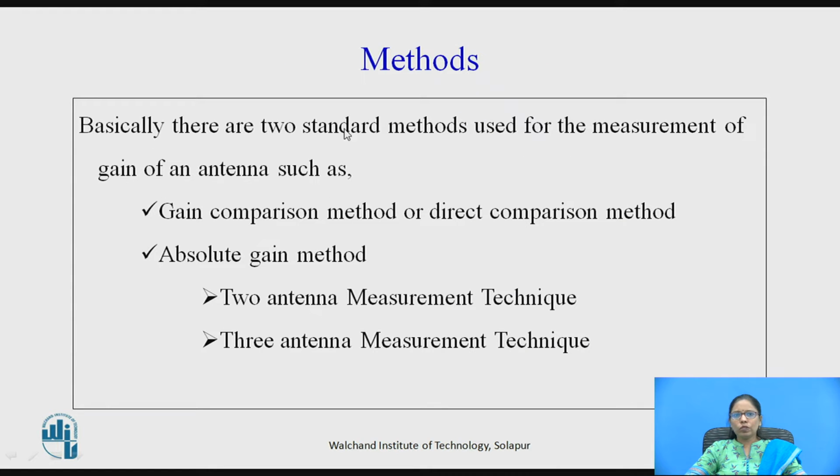So basically there are 2 standard methods for measuring the gain. One is the gain comparison method or direct comparison method. Another is the absolute gain method, which is the 2 antenna and 3 antenna method. So this video is about the absolute gain method.